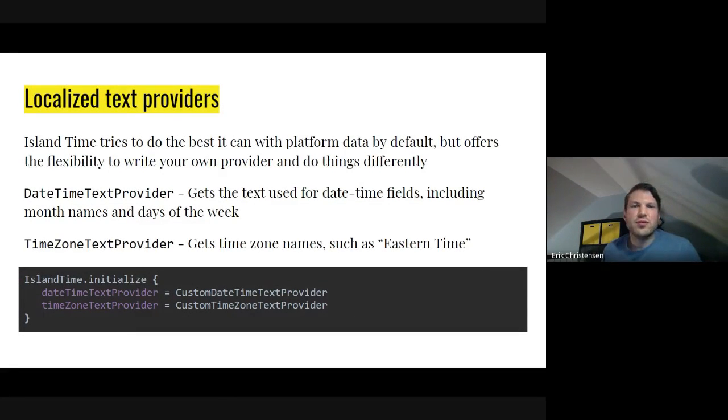So Island Time tries to do the best that it can with the platform data, but it does offer the flexibility to write your own provider and do things differently, which could be very useful if you had some kind of edge case where you just needed to hack something. You could copy the provider that it has and change something around so that you get different text in a different situation. There's two interfaces right now. There'll probably be another one coming soon, but there's a date time text provider and a time zone text provider. One gets date and time fields like month names and days of weeks. Another one gets the localized names of the time zones.